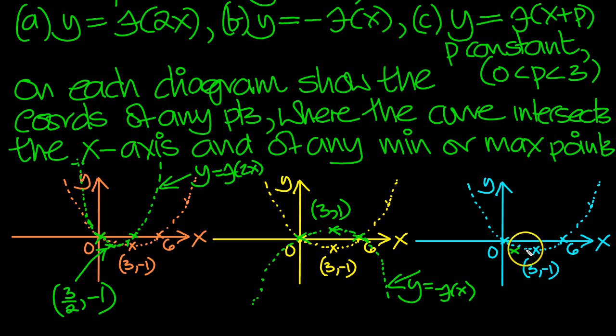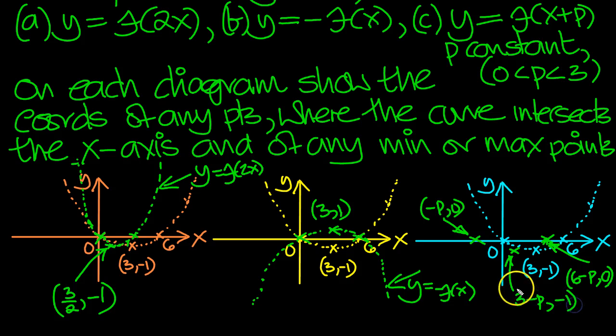Everything gets shifted back. So this 6 gets moved back, and this 0 gets moved back by a distance p. So this point here is minus p, 0. This point here is the point (6 minus p, 0). And the minimum is moved back to here, and that was (3 minus p, -1). So it's the same curve, but it's just shifted back a value of p.